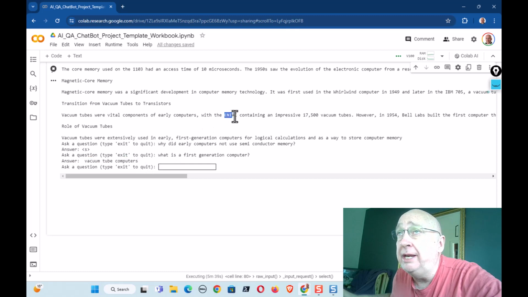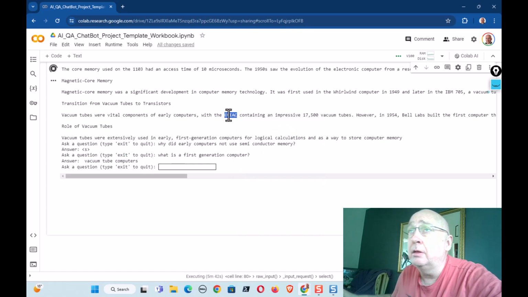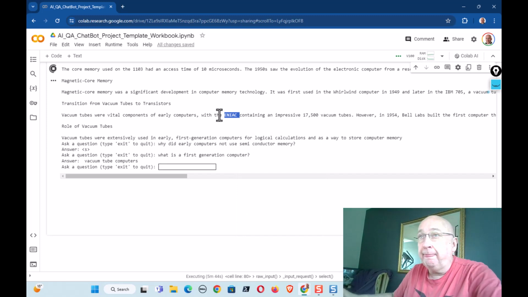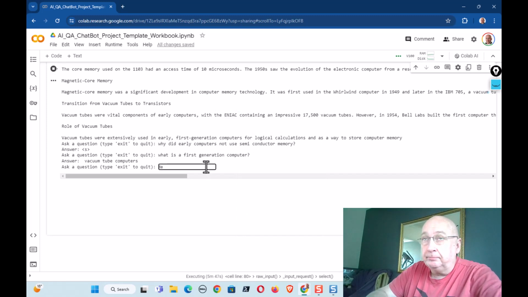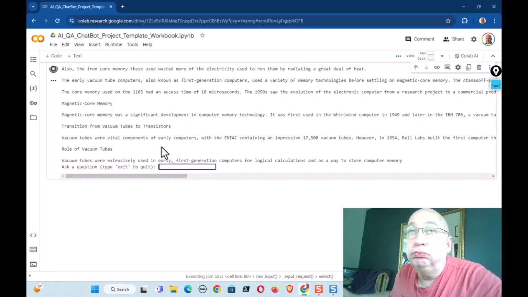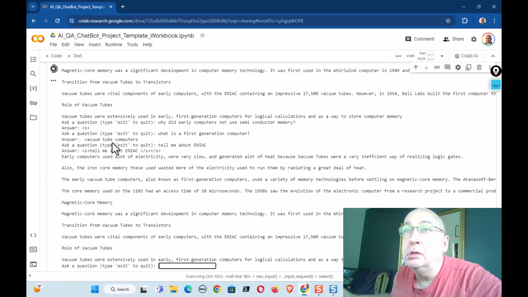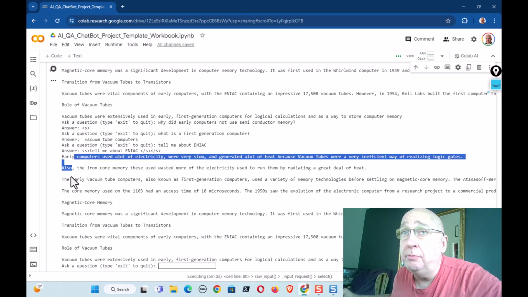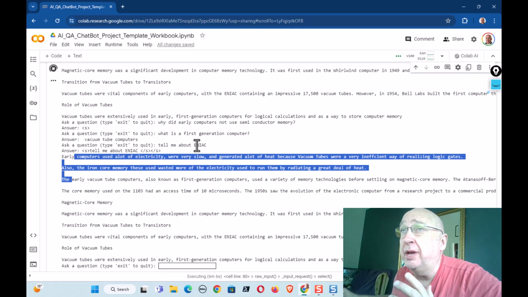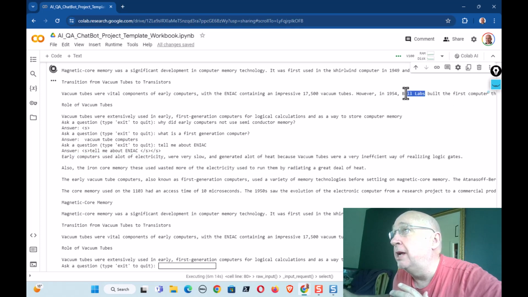Maybe I'll ask something about ENIAC. Tell me about ENIAC. And it's interesting, it's dumping out the whole training set. I would have thought it would have answered that because it knows what ENIAC is. Anyway, oh, Bell Labs, because I asked where computers were invented. I was impressed that Roberta knew that. I forgot that was in my training set.